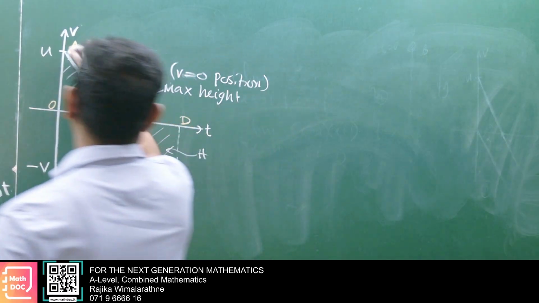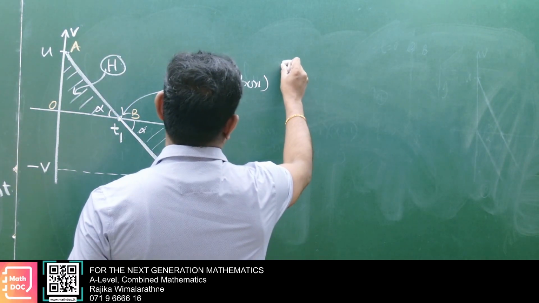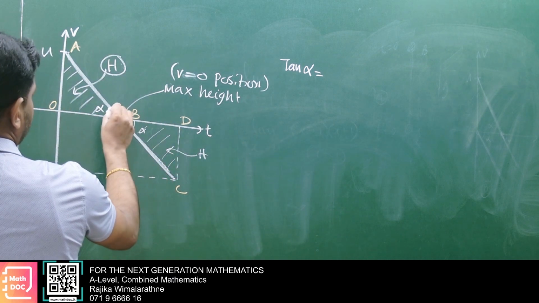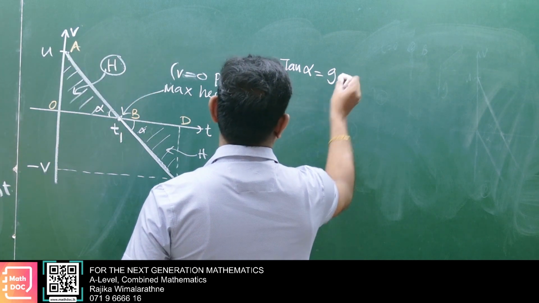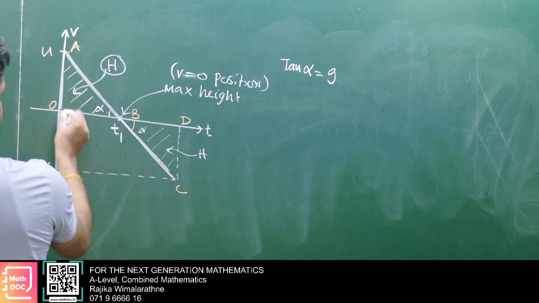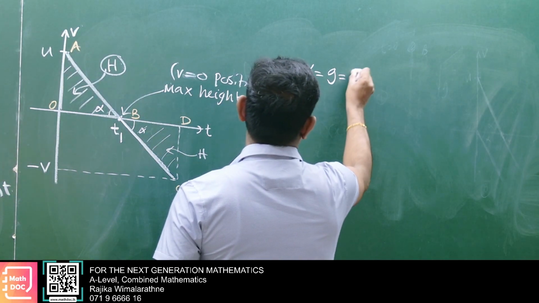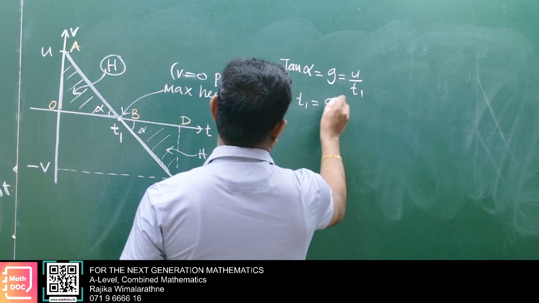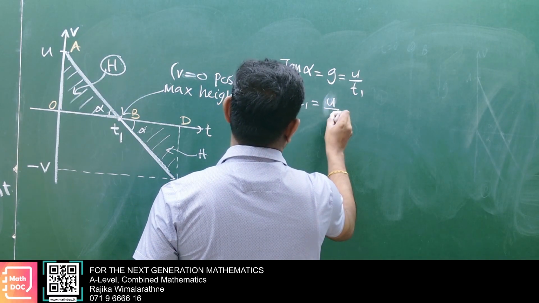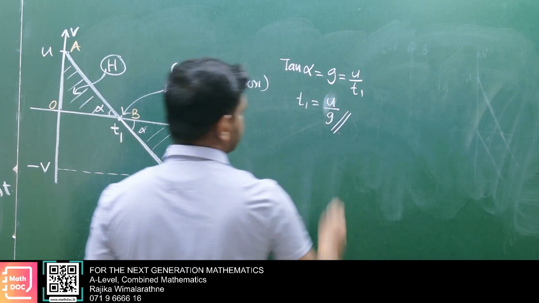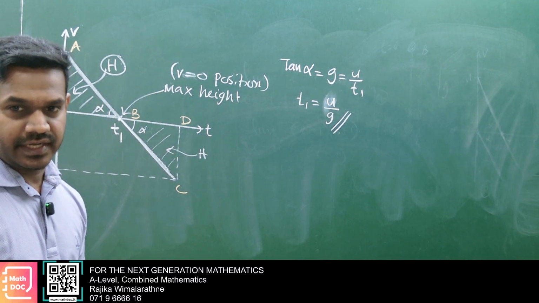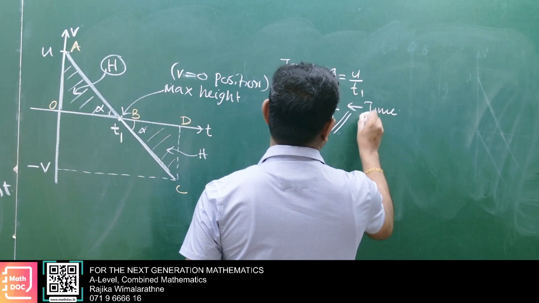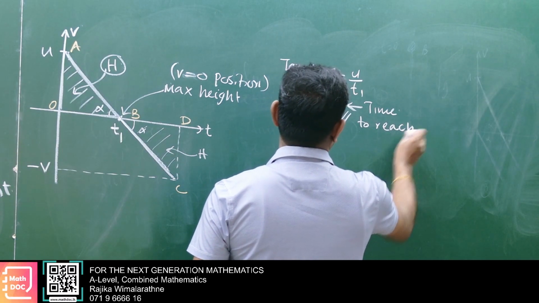Now, here tan alpha, write with me. Tan alpha value we know that is g. So we can write u divided by T1. Therefore, T1 equal u divided by g. That is time to reach maximum height.